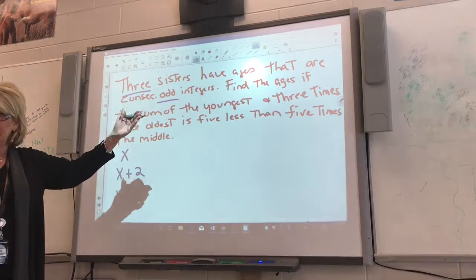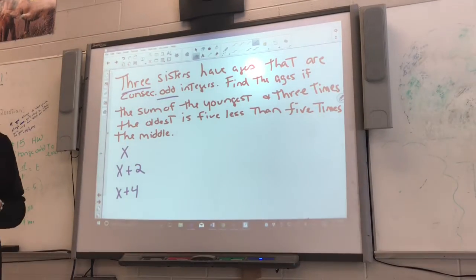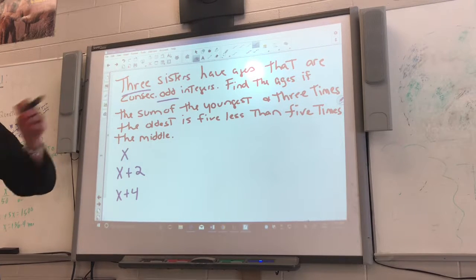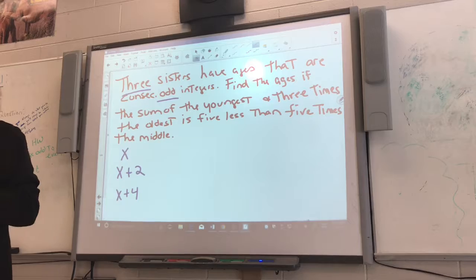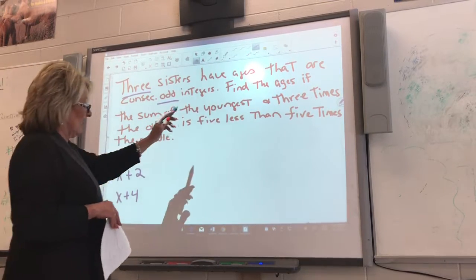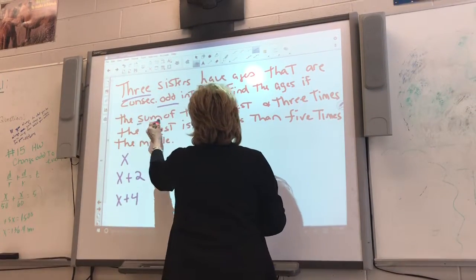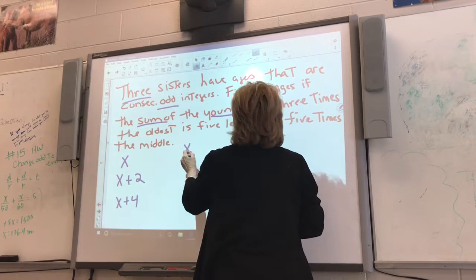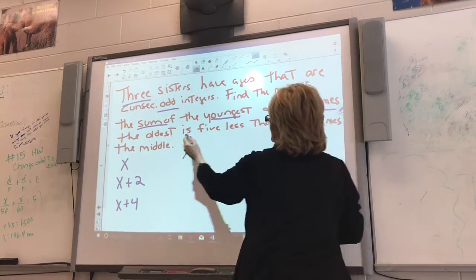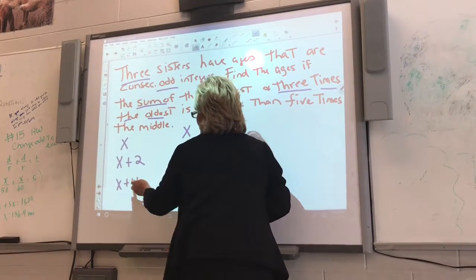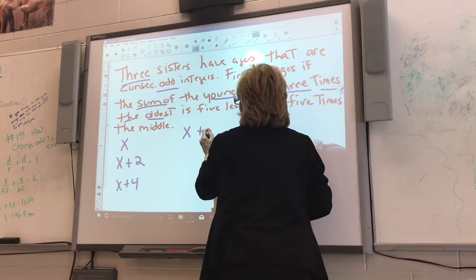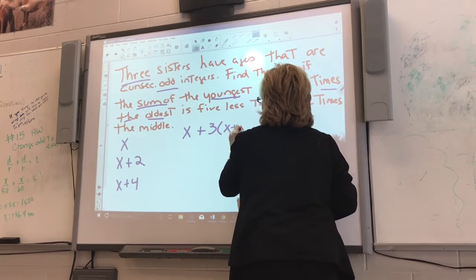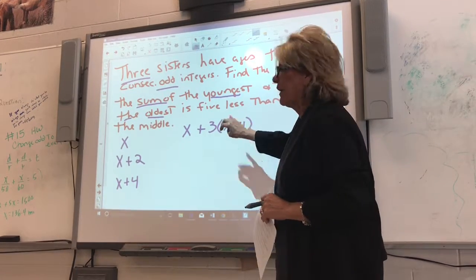I'm going to build it as I read it. You guys in the back need to stop. If you will build it as you read it, you will be successful. If you try to read it and then start coming up with something, it's not going to work. Okay, so find the ages if the sum of the youngest, well, the youngest is X, and 3 times the oldest. Well, this is the oldest one here, the 4 years more. So plus, now 3 times this one, I have to do a parenthesis. I have to do 3 times the whole thing.